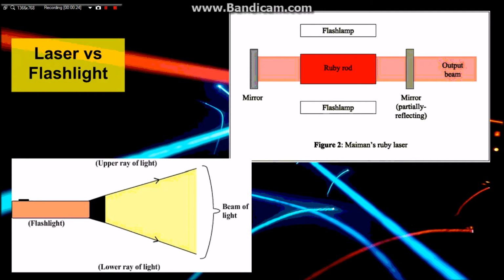Well, you may all wonder what's so different from a laser and a flashlight. Well, in a flashlight, the beams are more diverse and move in different directions. However, in a laser, the light waves move together, which means they're coherent. Well, how does it actually work?